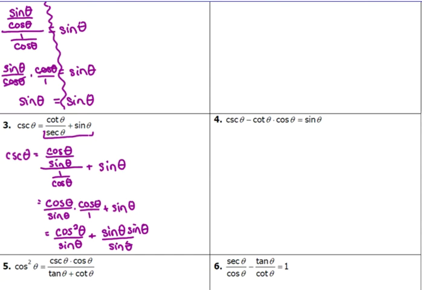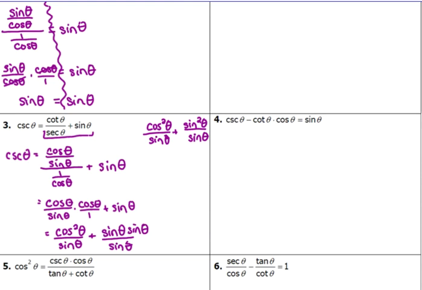Sine squared. Now, I've run out of room. Hopefully you're writing a little bit smaller than I am. So I'm going to have to go up to the top over here. Now, if you can do this in fewer steps, absolutely. I'm just trying to be as clear as possible right now as to what's happening.